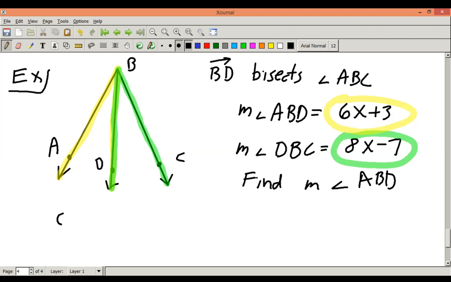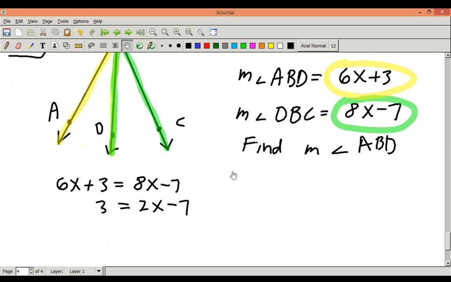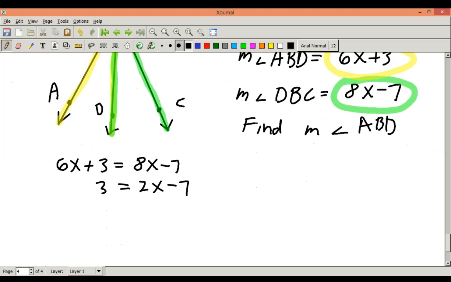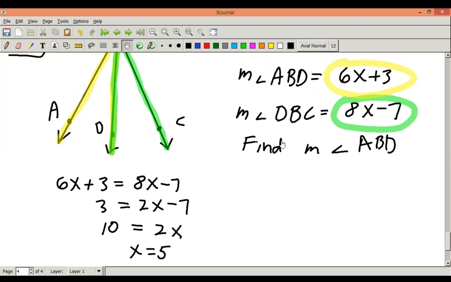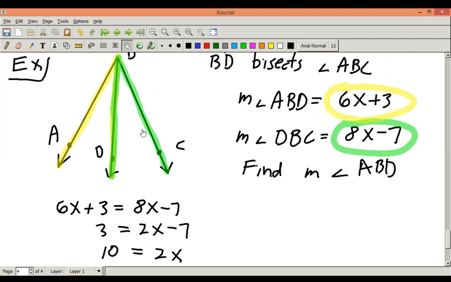So we'll set 6x plus 3 equal to 8x minus 7. I'll do one thing at a time, otherwise I might start making mistakes. So I'm going to subtract 6x from both sides. And we'll add 7 to both sides. Divide by 2. Now you're tempted to stop right there, but remember we got a question we have to answer, and the question is, find the measure of angle ABD?